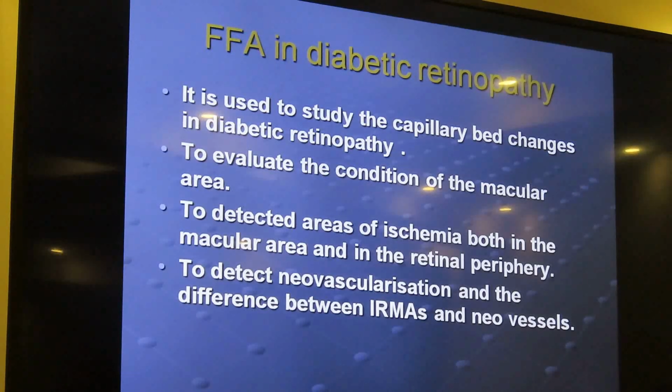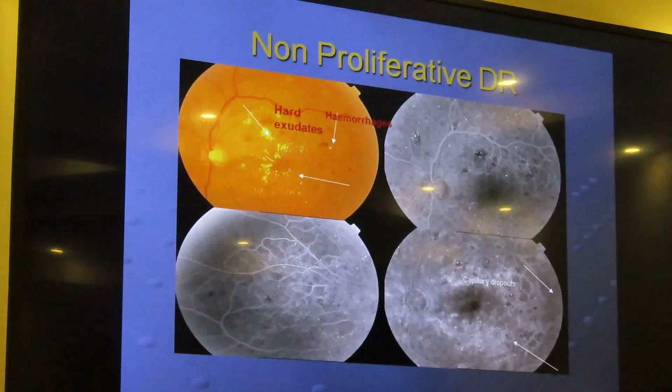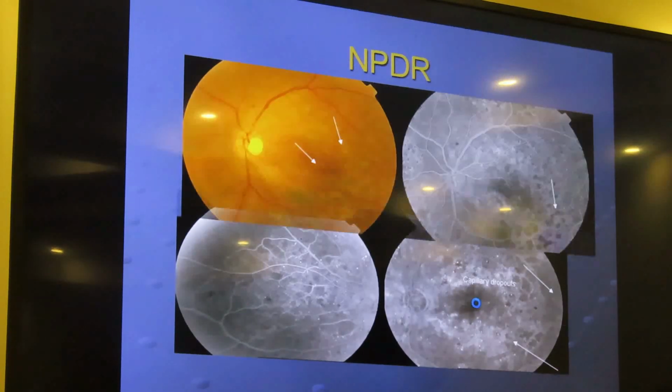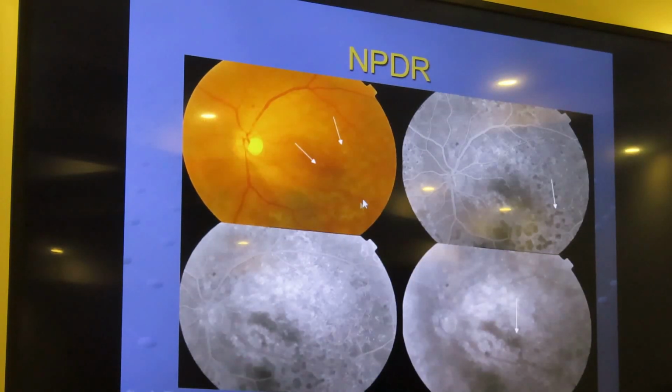This is a case of a non-proliferative diabetic retinopathy, the color photo showing hard exudates, and the fluorescein angiography showing blocked fluorescence, which is coinciding with hemorrhages seen in the color photo, and showing the macular area with late leakage, causing macular edema. Also, this is a non-proliferative diabetic retinopathy with laser marks.